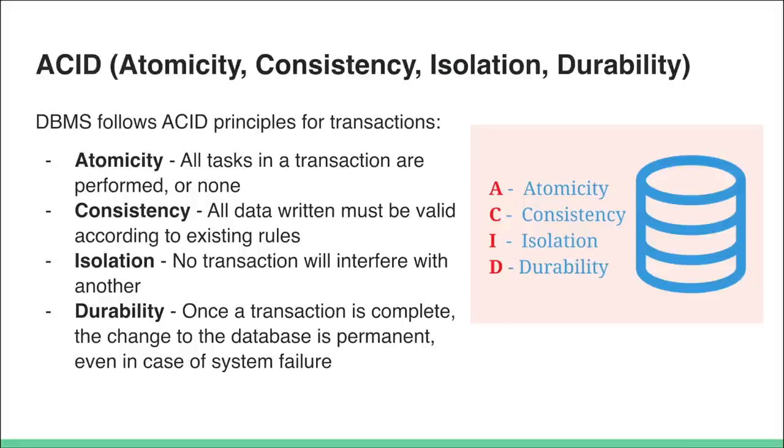Now, transactions are important because they follow a set of principles called ACID principles. And that's atomicity, which means all tasks in a transaction are performed or none. So remember, a transaction is a collection of tasks that are temporarily done before being committed. Basically, unless all these tasks are successful, we're not going to do any of them.